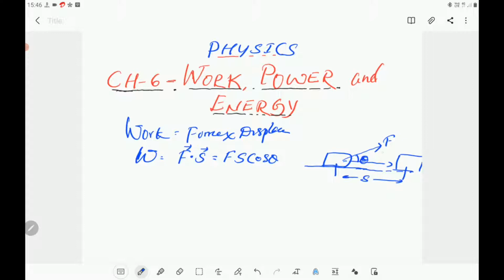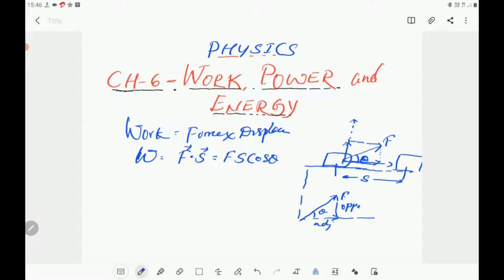So you resolve the force into two components. One, the horizontal component, say along the x-axis. The other, the vertical component, say along the y-axis. What is the horizontal component of force and what is the vertical component? If you resolve the vector into two components, one horizontal and the other vertical, the horizontal component is the adjacent side, and the vertical component is the opposite side.